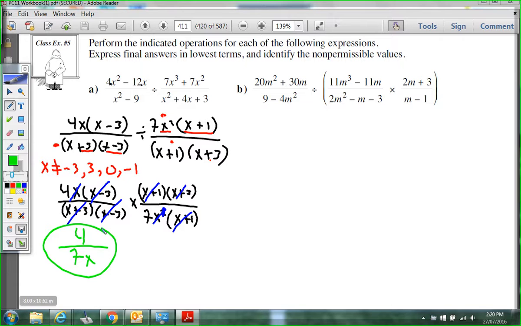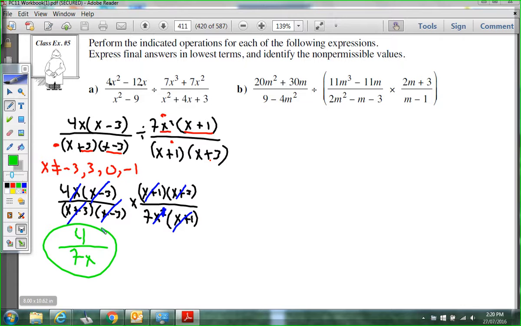All right, so B, got a lot going on here. So we're going to do the brackets first. Essentially, this whole thing can't be 0. Anything that makes that whole right side 0 can't be, because it's division of that whole thing.